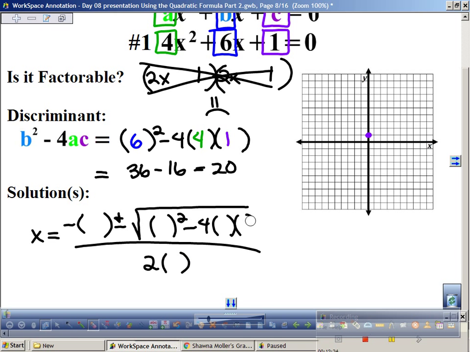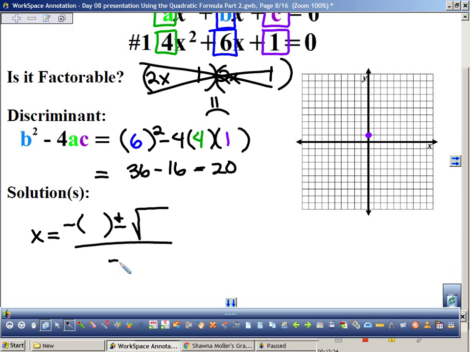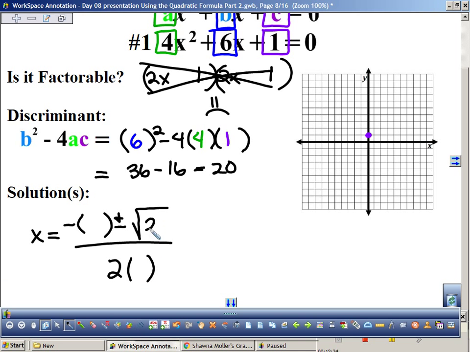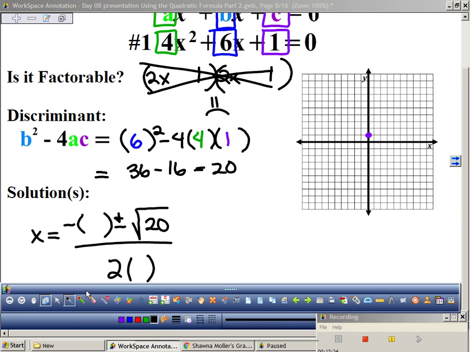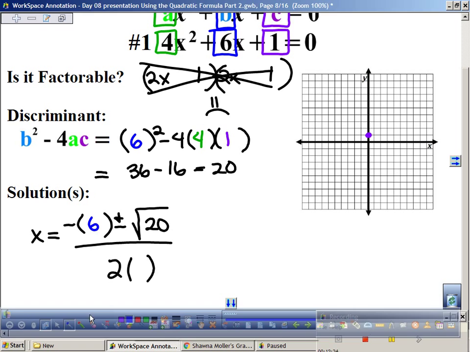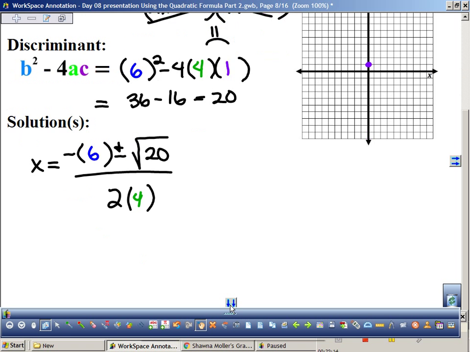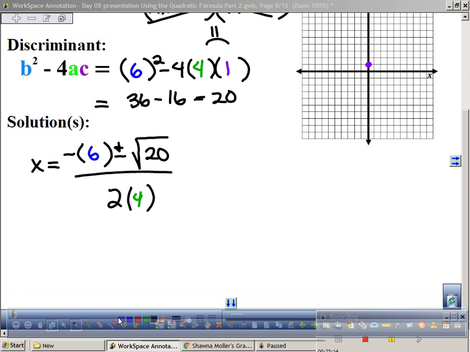But guess what? I don't need all this. I already found it. You see how valuable it is to find your discriminant before you even start? I don't need to do all of that because I already know that my discriminant is 20. So now I just need that b, which I already found was 6, and my a, which I found is 4. So if I continue with this, I would get x equals negative 6 over 8. I'm going to break it up now.